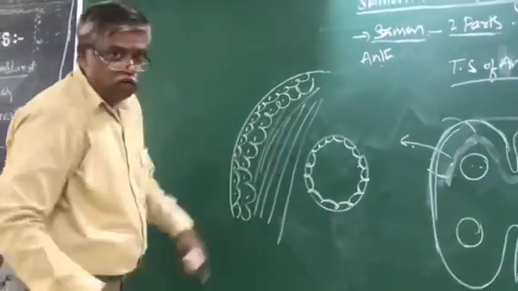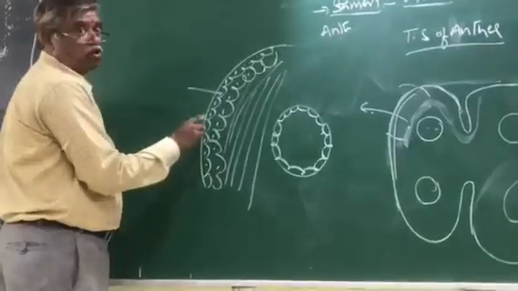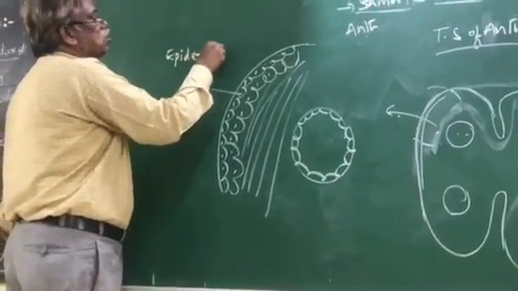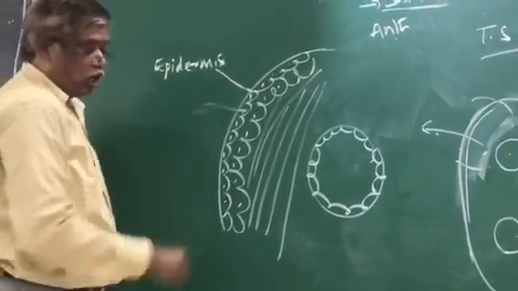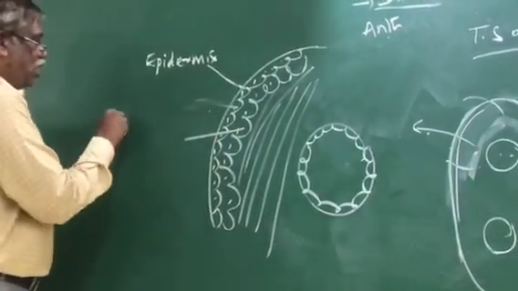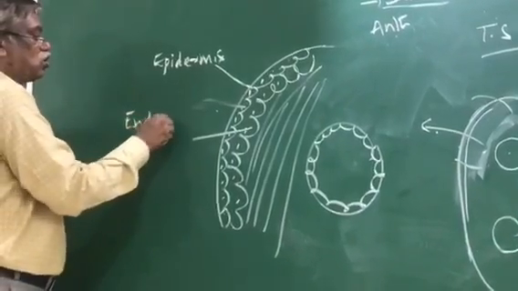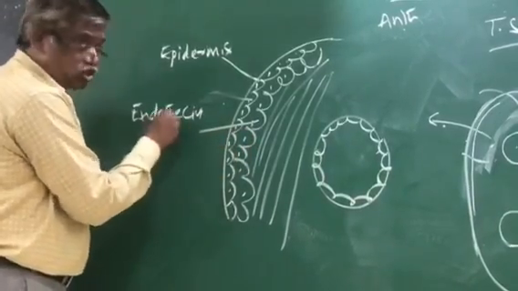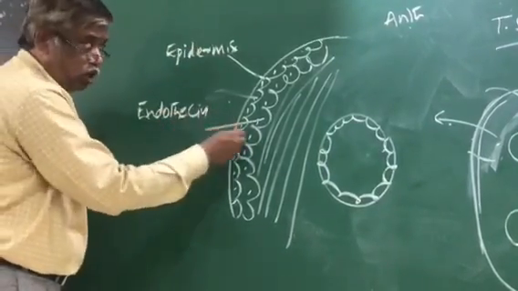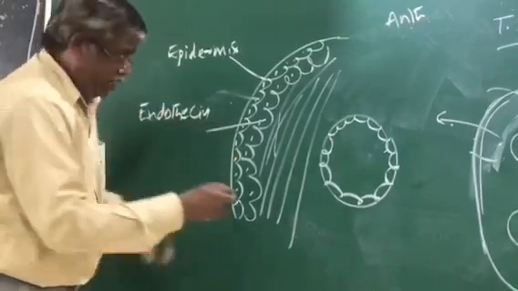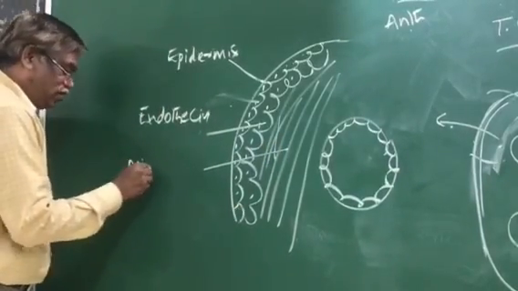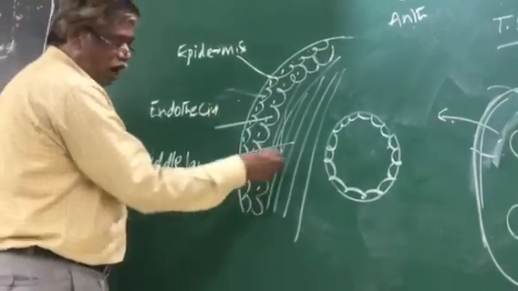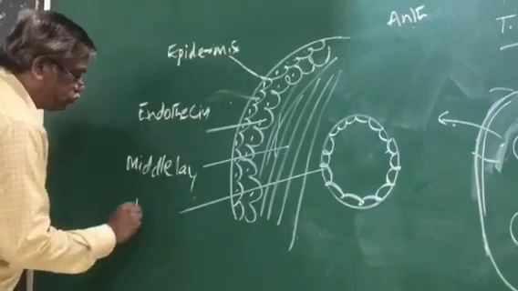See, now I am giving the labeling. Now it is the outermost layer, epidermis. Below epidermis, endothecium. Below endothecium are many layers. That is called the middle layers. Once again, I will clarify that. Now, after this is called tapetum.